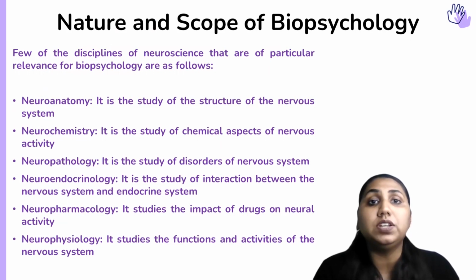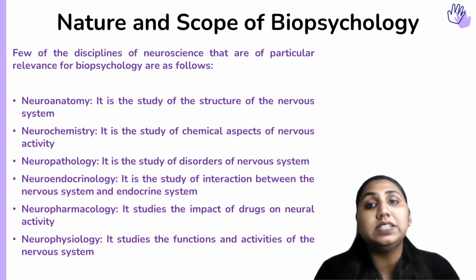So there are a few disciplines of neuroscience which are particularly relevant for biopsychology. Why are these relevant? Primarily because they further build the scope for biopsychology. So, you know what scope is, right? How far a subject can go. So to understand how far a subject can go, we must know its history and its elements, right?